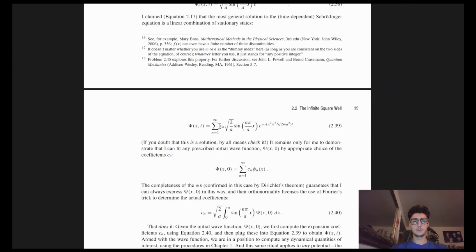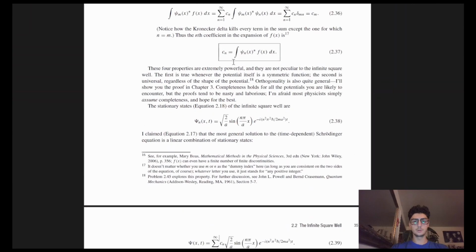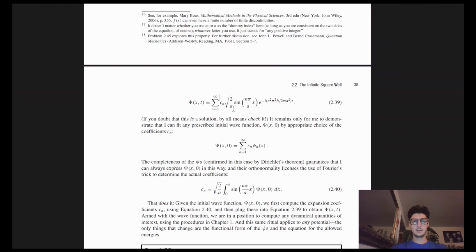So this is a Fourier series. We get the Cn terms, which we found up here, which is a whole integral. The normalization constant, the stationary states of the infinite square well, which we found earlier, and the wiggle factor. Over here is the energy. So yeah, looks a little crazy. Don't stress about this, guys. Let's keep reading. If you doubt that this is a solution, by all means check it.